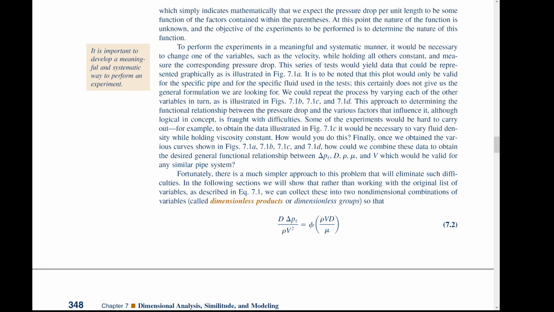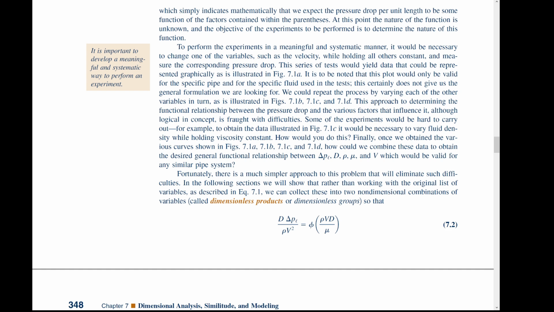To perform the experiments in a meaningful, systematic manner, it would be necessary to change one of the variables, such as the velocity, while holding all others constant, and measure the corresponding pressure drop. This series of tests would yield data that would be represented graphically as illustrated in figure 7.1a. It is to be noted that this plot would only be valid for a specific pipe and for the specific fluid used in the tests. This certainly does not give us the general formulation we are looking for.